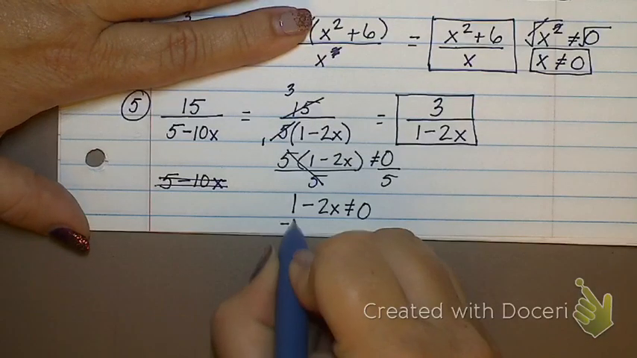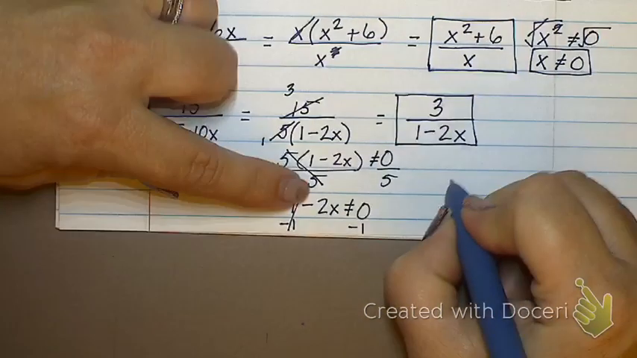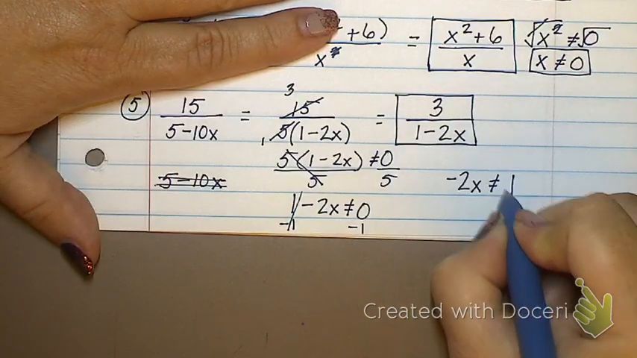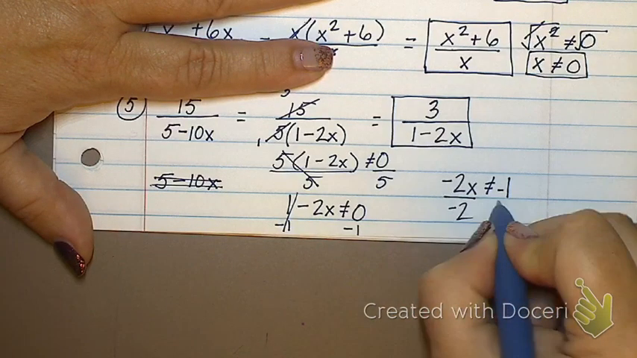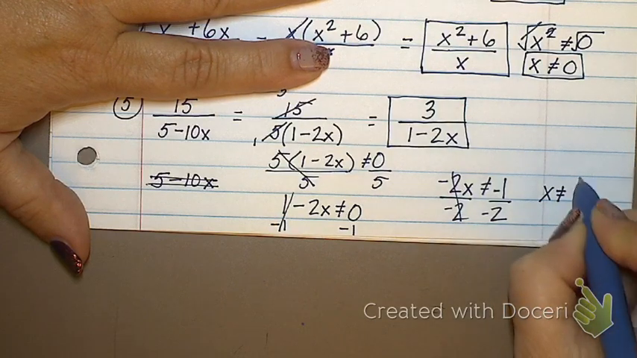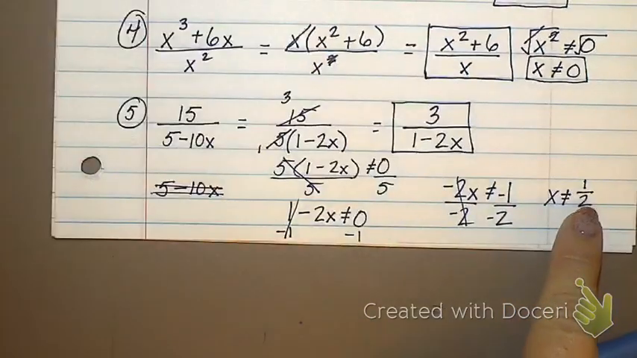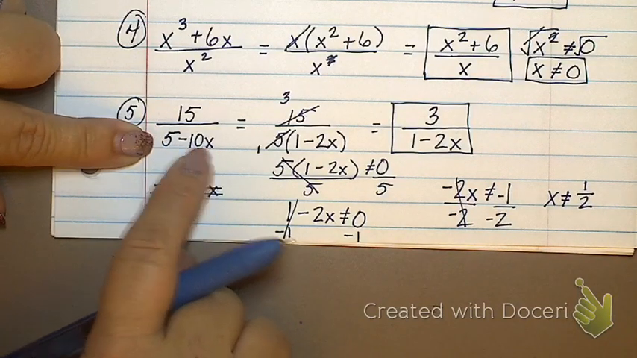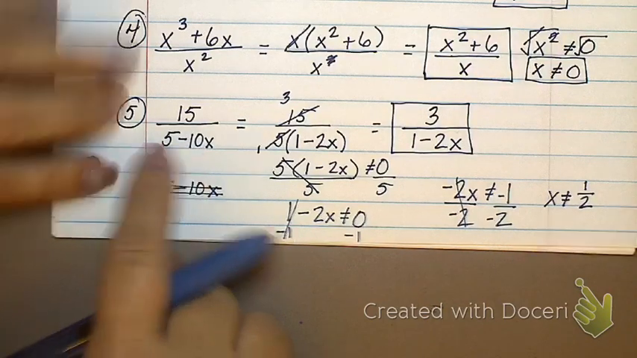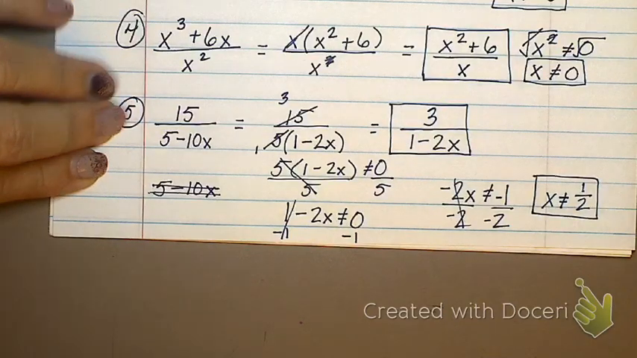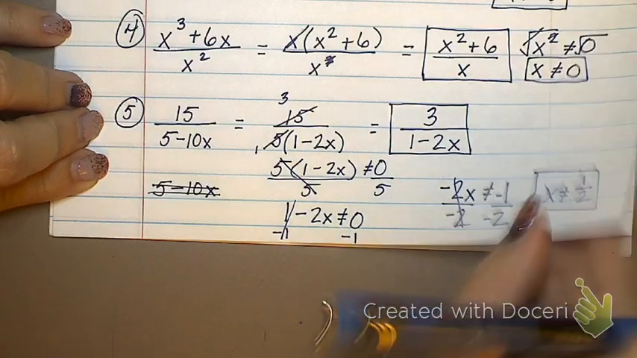Continuing on, I'm going to subtract 1, right? That gives me negative 2x cannot equal what? Negative 1. Divide by negative 2. And x cannot equal what? Positive 1/2. Positive 1/2 would make this denominator 0. And I can check that. 10 times 1/2 is 5. And 5 minus 5 does give me 0. So 1/2 is the value that would make the impossible pizza situation. Get it? All right, I got 2 more problems for you.